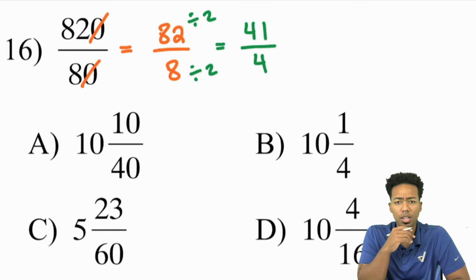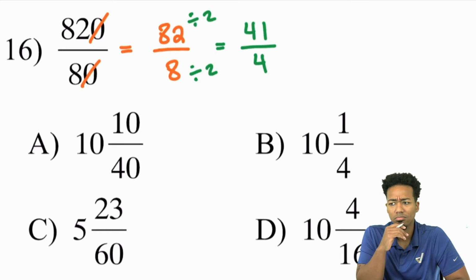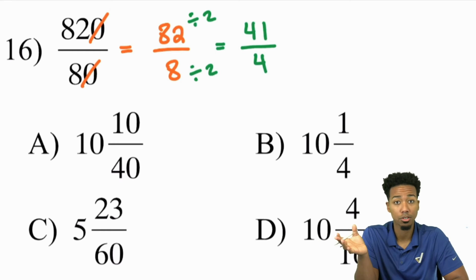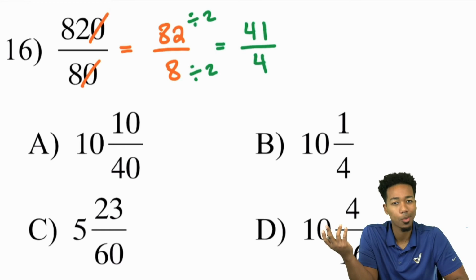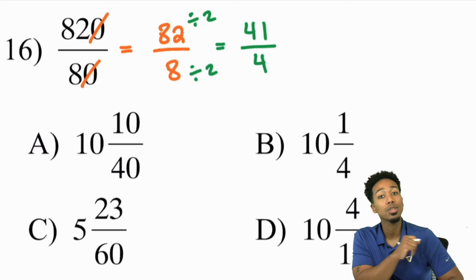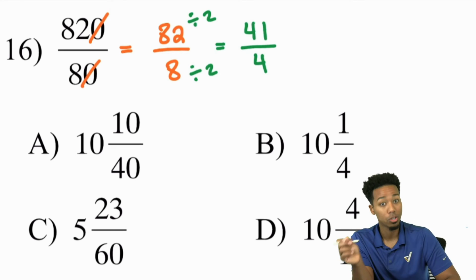Now, do 41 and 4 have anything in common? No. 41 is actually a prime number. 41 doesn't have any other factors other than 1 and itself. 4 is 2 times 2. 2 does not go into 41. It's not even. And so now we're ready to go. Now we're ready to turn this into a mixed number.